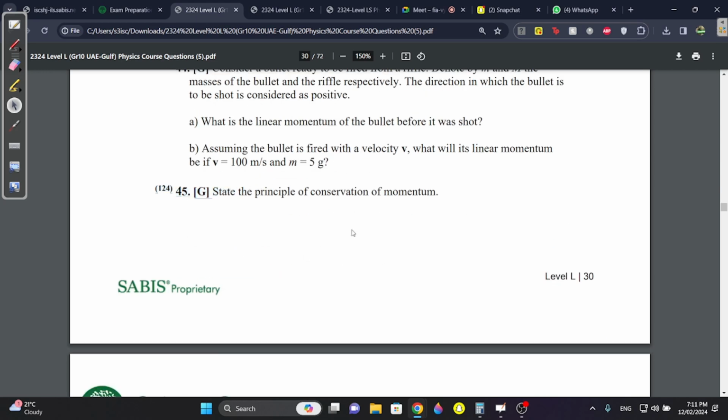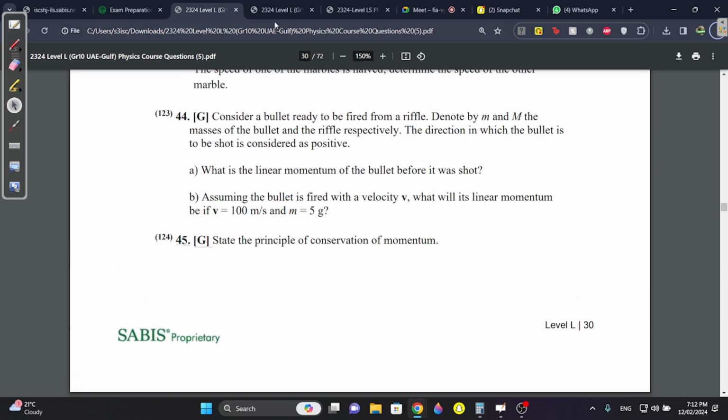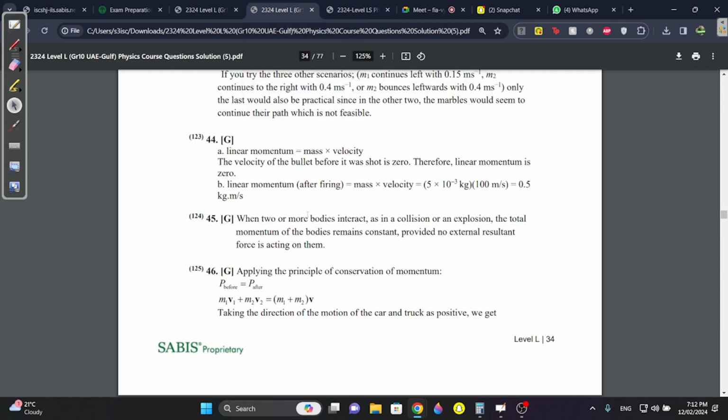It was the principle of momentum. I can find the question exactly. Wait. Yeah, in the CA, the question was, and the correct blanks were the law of momentum. I think it's here. The law of momentum states that when two or more bodies interact, the total momentum remains constant.